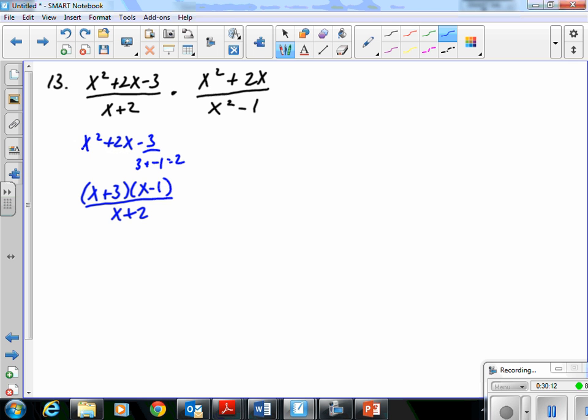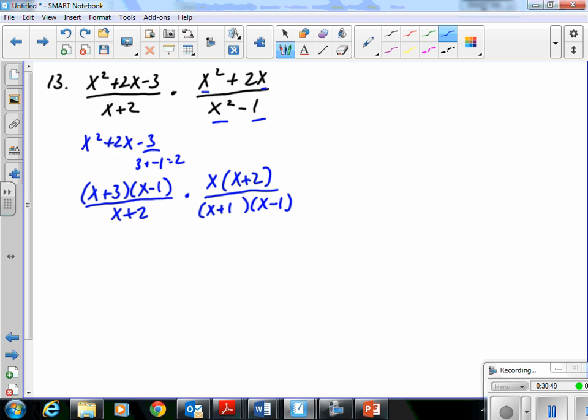And then for x squared plus 2x, we've got x's in both terms, so we can take that x out. That'll leave us x plus 2 over, and then x squared minus 1. We've got to recognize that it's a difference of two squares. X squared is a perfect square, 1's a perfect square, so you take the square roots of those and add them and subtract them. So that's going to be x plus 1, x minus 1.